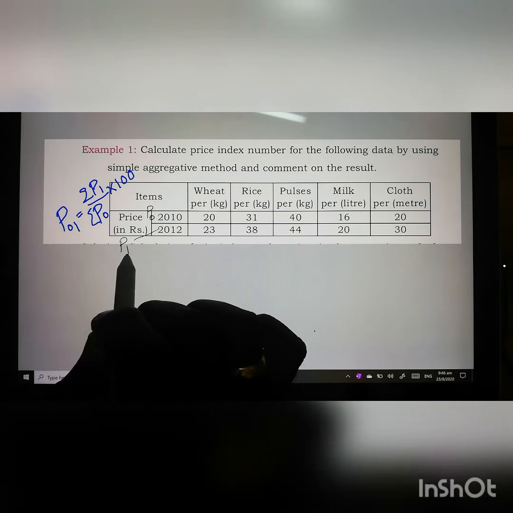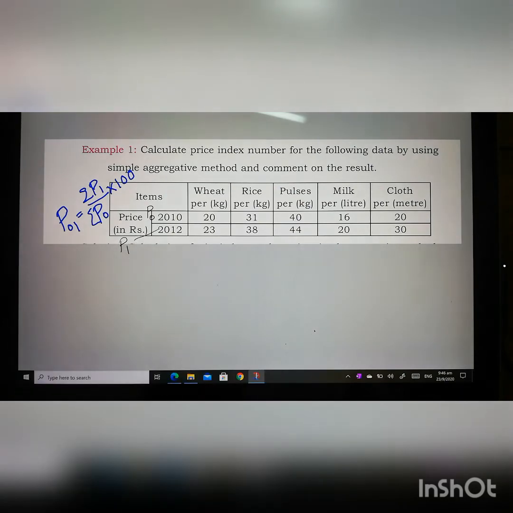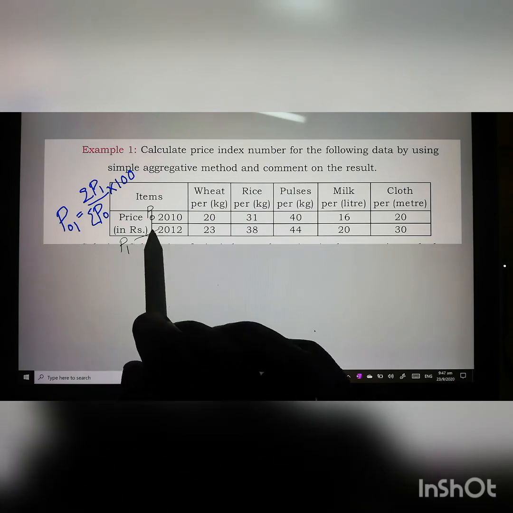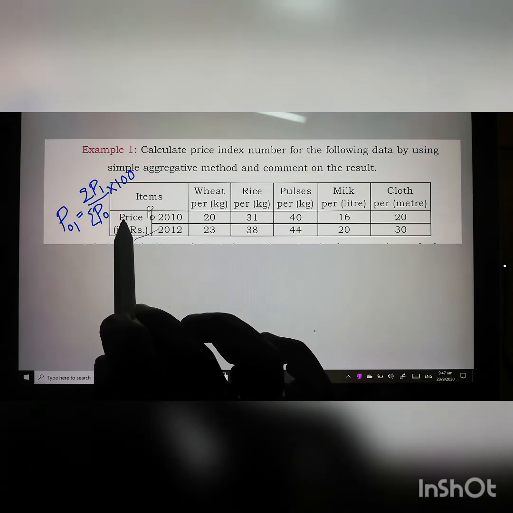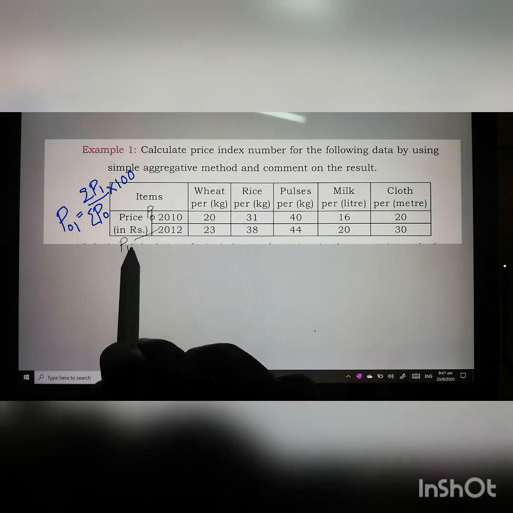What does 1 indicate? 1 indicates the current year and 0 indicates the base year. Current year doesn't mean the present year, students. It doesn't mean that we are at 2020, or that it should be 2020. Any recent year which is nearer should be taken as the current year, and whichever is far away from the current year is always taken as the base year. So 0 indicates base year, and since it is all about price, I say P naught, price of the base year, and price of the current year as P1.